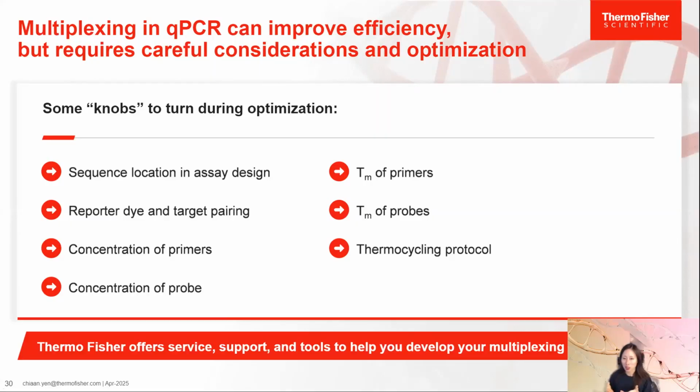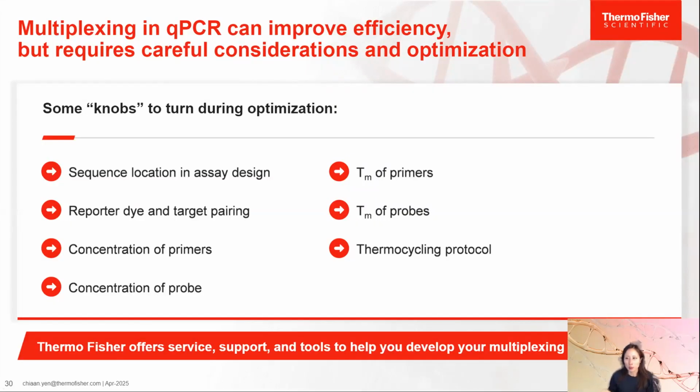For reporter dye and target pairing, I talked about it, but just as a reminder, you want to pair a brighter dye with something that is less robust or of lower abundance. And again, you might or might not know that, and sometimes you just need to test it out to see. But again, you have the option to have probes in different dyes so that you can swap them out when needed. So again, FAM is the brightest, followed by VIC/HEX, and then Cyanine 5 and Cyanine 5.5.